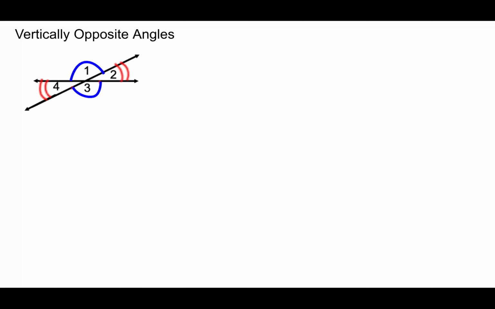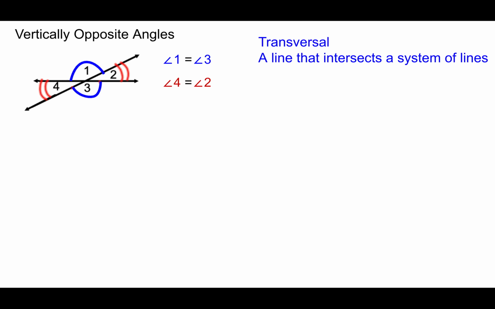Transversals. And when you have two lines that intersect, you get something called vertically opposite angles. So here we have angle 1 and angle 3 being equivalent, and the measure of angle 4 and angle 2 are also equivalent. We also have something called transversals, and it's a line that intersects a system of lines.